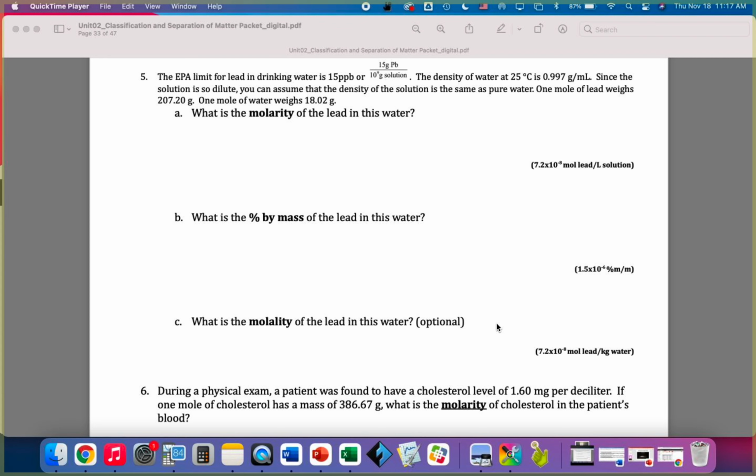So either way, you're going to get 7.2 times 10 to the negative 8th. Doing it the first way is a little bit more accurate, but again, with only 2 sig figs, that 15 was meaningless. Either way, you're going to get 7.2 times 10 to the negative 8th.